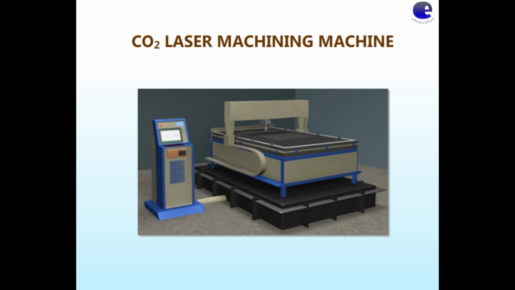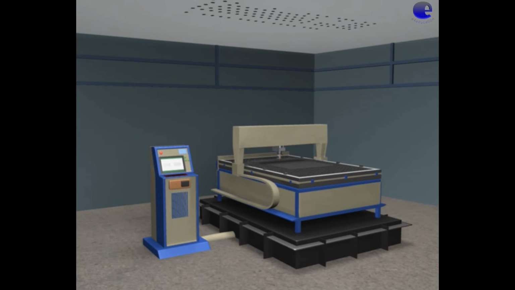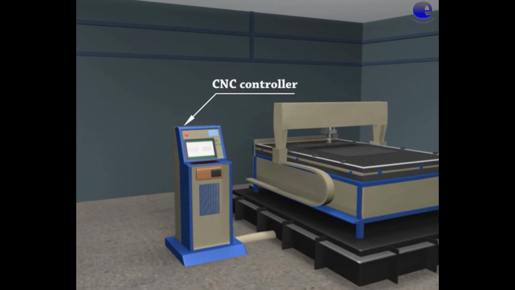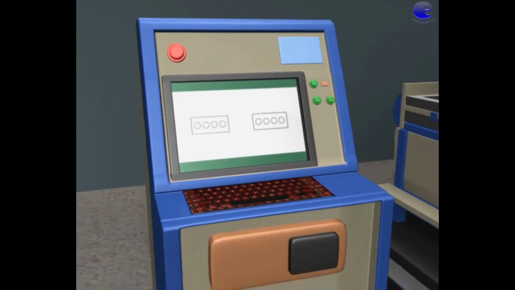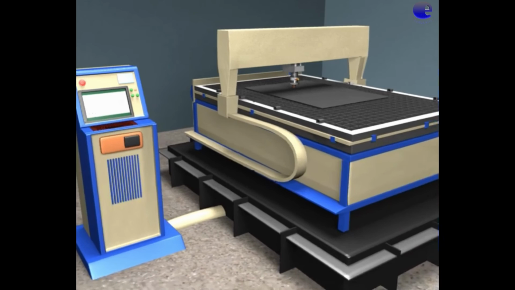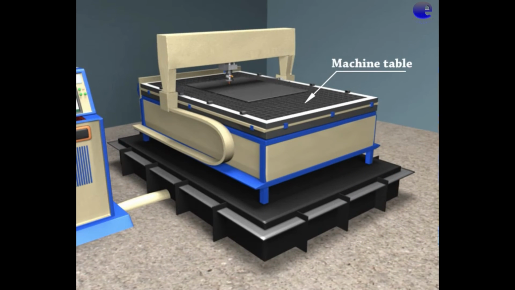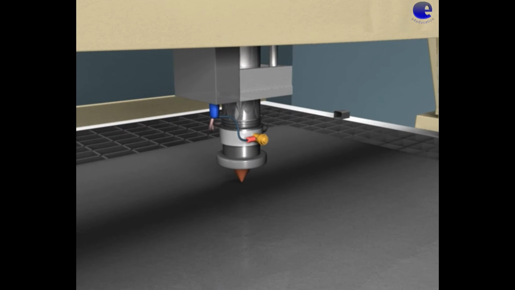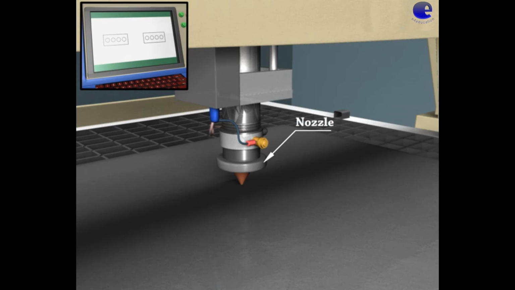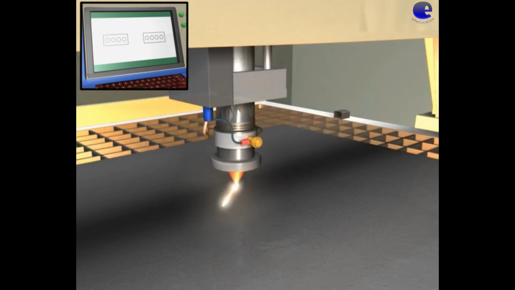CO2 laser machining machine. This video shows the 3D model of the CNC controlled CO2 laser machining machine. CNC controller, machine table, nozzle. Let us see the CO2 laser cutting process.